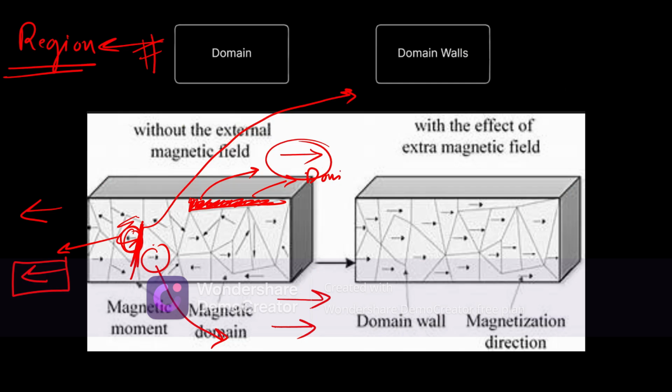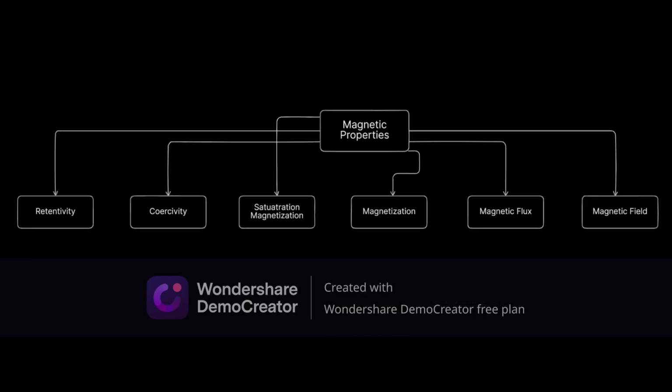These two terms are also very important to understand magnets. These are magnetic dipoles, and they are arranged in a particular direction. That region is known as the domain, and the wall which separates two different directions of magnetic dipoles is known as the domain wall. So that's it.